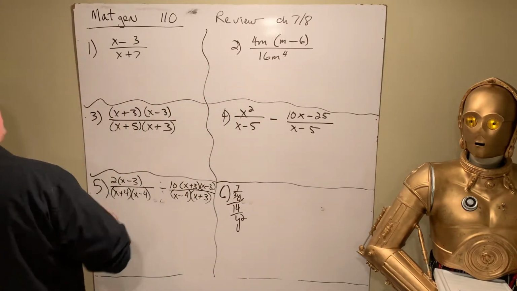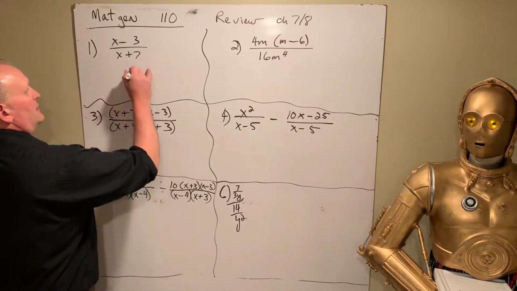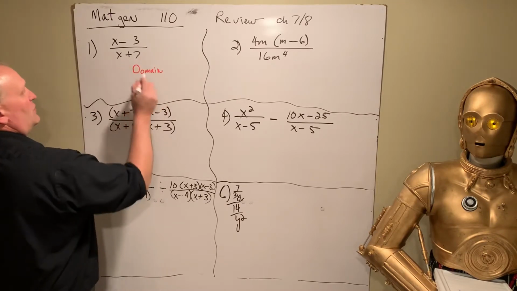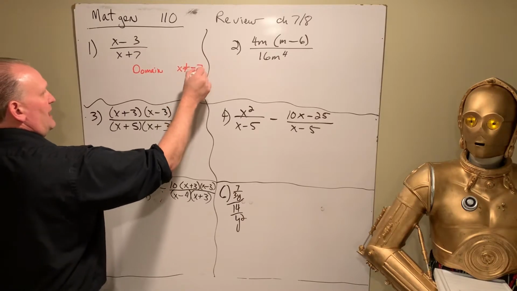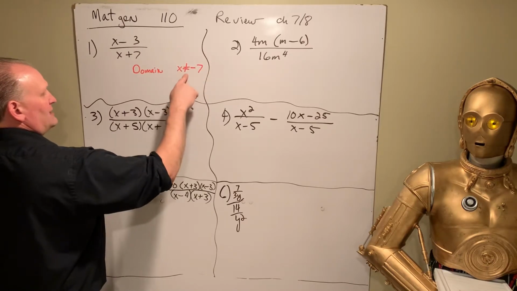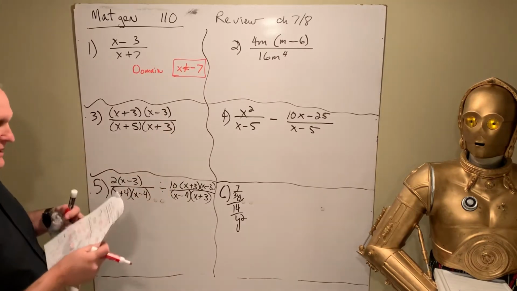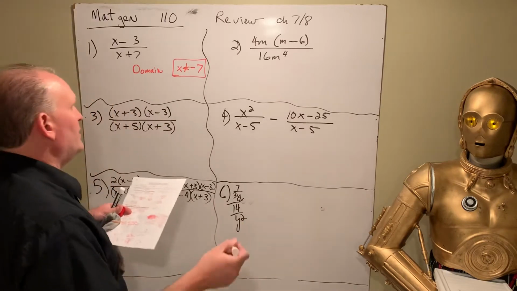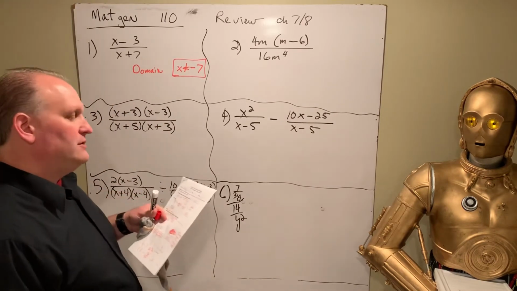So let's jump in. The first one, they want to know the domain. Domain is a list of anything that x can be. There's only one number that x cannot be. It cannot be -7, so x is not equal to -7. That's the domain, the domain restriction. You could say all real numbers except -7.